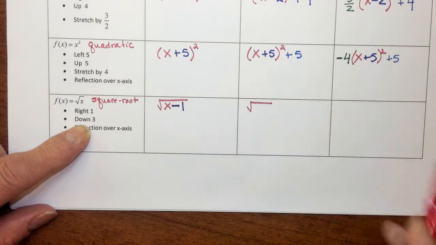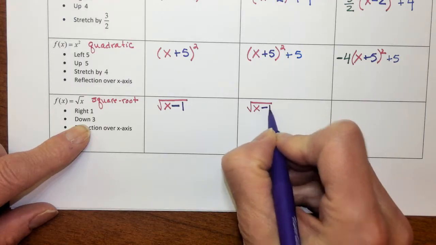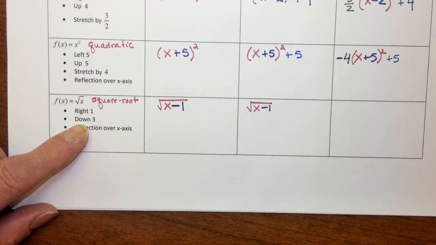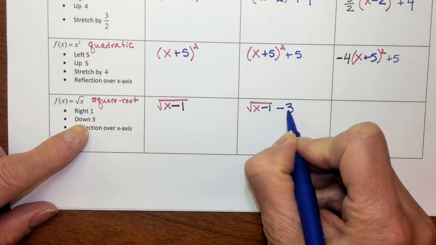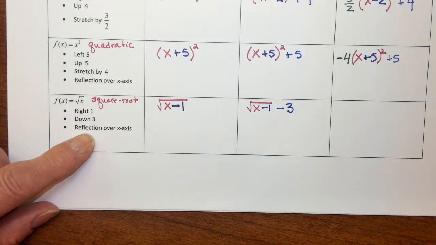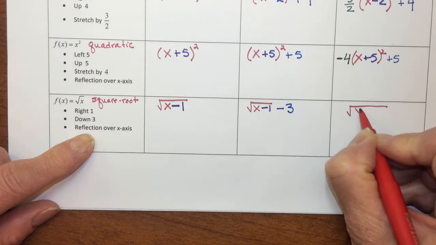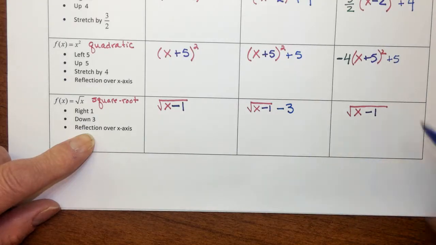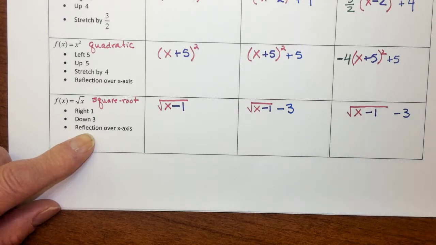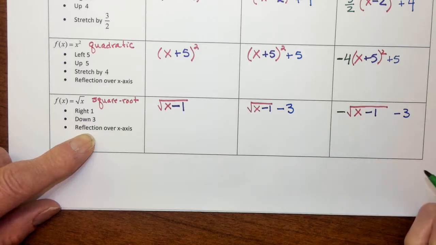So I have my right one, which is x minus 1, and then I'm going to go down 3. Down is vertical, it's outside the parentheses, so I'm going to have a minus 3. And then I want a reflection over the x-axis. So I have my square root of x minus 1, and this negative 3 is outside the radical. So remember, a reflection is nothing more than a being negative. I could put -1, or I could just simply write negative.